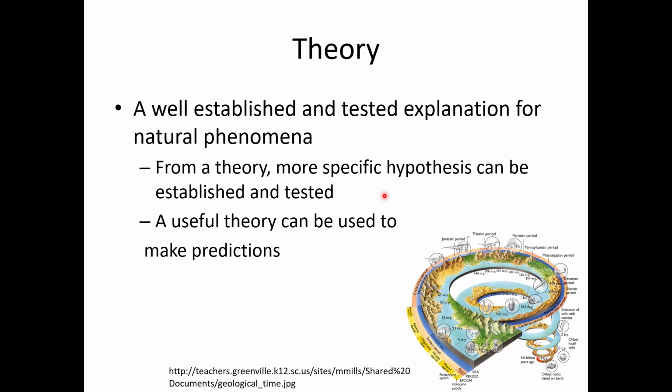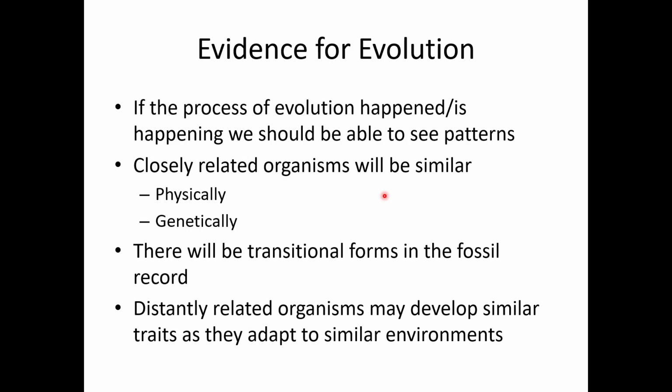And a useful theory, like evolution, can be used to make and test predictions. So we'll look at a few things we would expect to see in the natural world if Darwin's theory is correct. Okay? So, we should be able to see various patterns. We've talked about the process and patterns. We should see certain patterns if evolution is true.